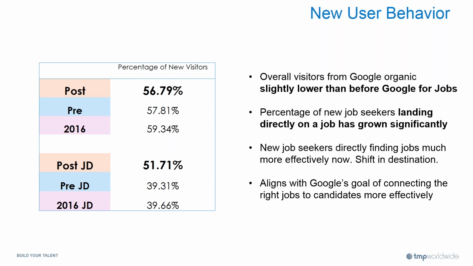And that definitely does align with Google's goal of connecting the right jobs to candidates more effectively. So before Google for Jobs came along, job pages were still indexed, they were available, they would be returned for certain queries, but the search results and the ability to process them previously wasn't at the same level it's at today. So I think that's the first data point that jumps out to me as significant here.